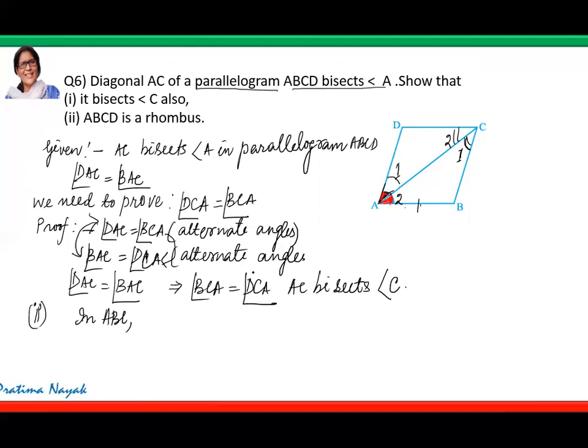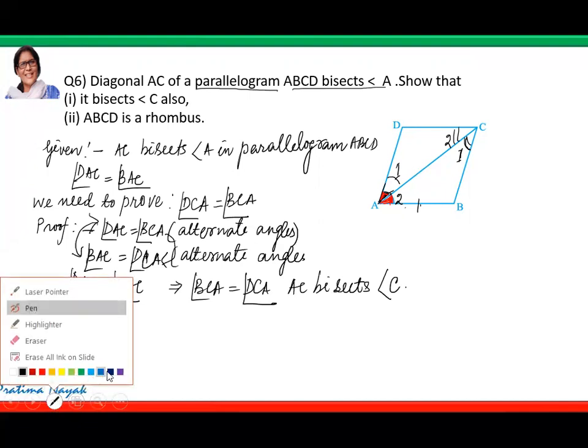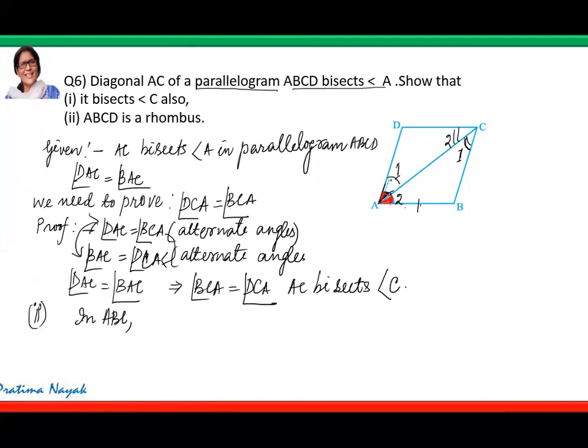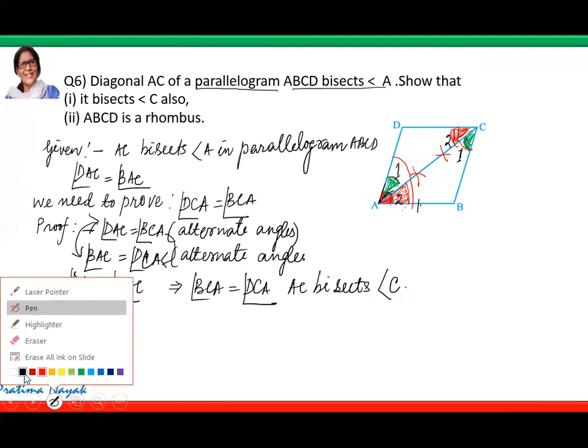In triangle ABC, angle 1 is equal to 2. I am showing again. First we proved that one angle is equal to this angle, and next we wrote that 2 is equal to this side angle. Now it is given that this is the bisector, that means 1 is equal to 2. So these two angles will be equal. So we are writing AC bisects angle C. I hope you are convinced.